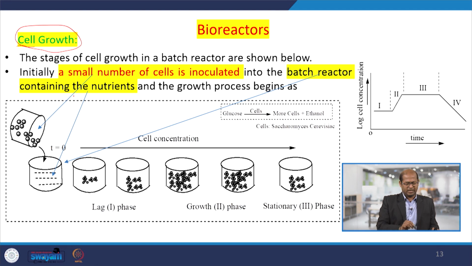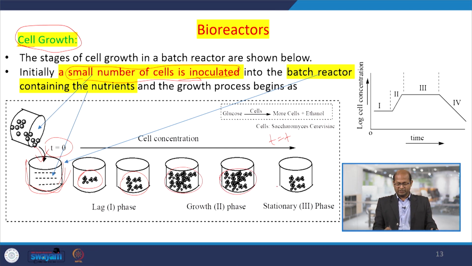Let us say we have taken a container, or a batch reactor you can say, and at t equal to 0 we put in a small number of cells. After that, if we wait for a time t, then at different stages you can see the cell growth, the number of cells gradually increases. And after a certain period, we can see the cell concentration decrease.